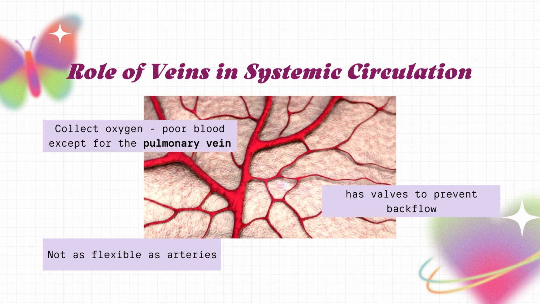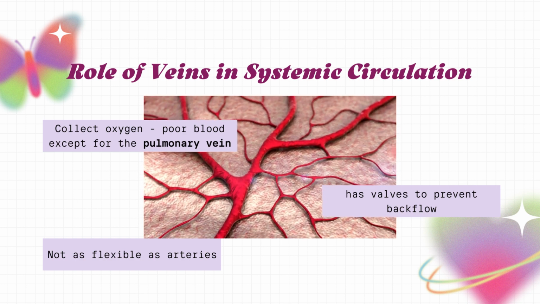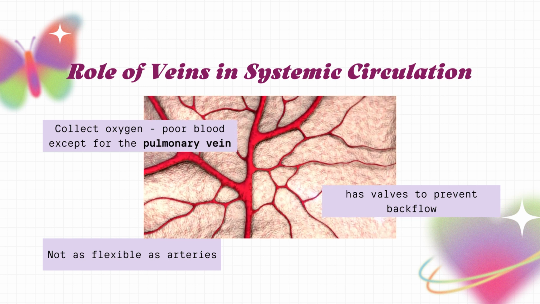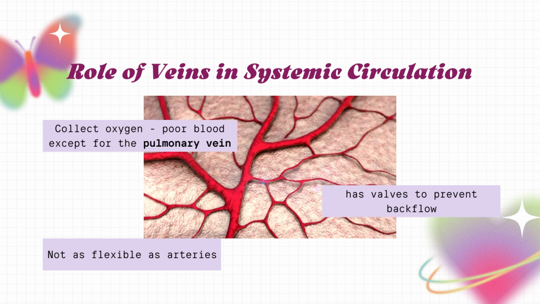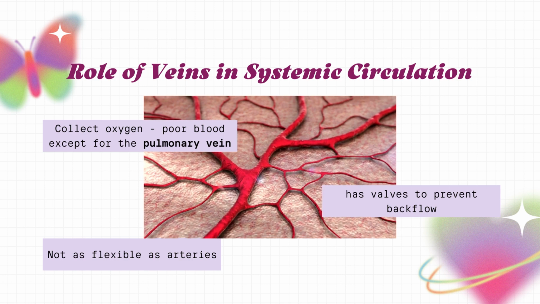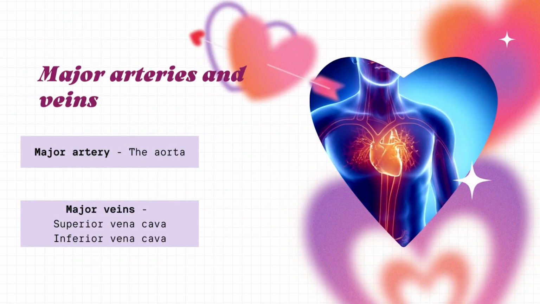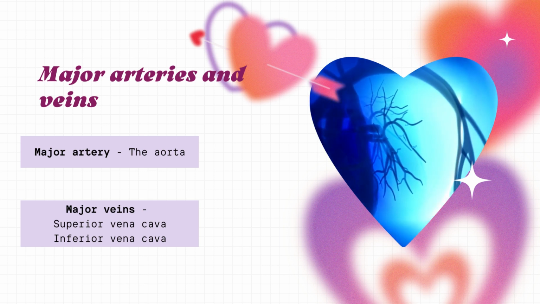After blood passes through the capillaries, it enters the smallest veins called the venules. From the venules, it flows into progressively larger and larger veins until it reaches the heart. So these are the major arteries and veins in the body, particularly the heart.